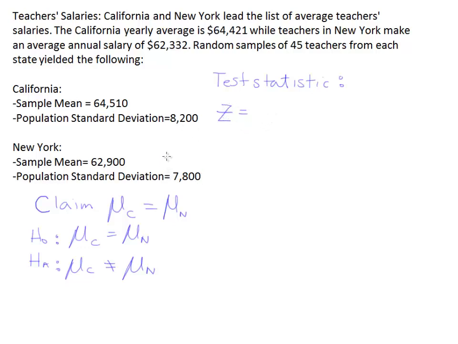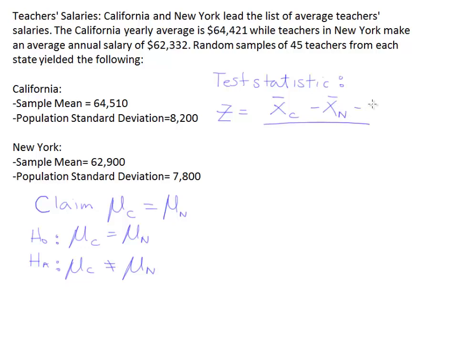This depends on the class. Some classes just use the large sample size criteria. Others require that you know the population standard deviation as well as large sample sizes. So in this case, either way, we can assume that the distribution is going to be a z distribution. Now from here, the test stat formula is pretty simple. We will have the sample mean for the first group, which we've called California, minus the sample mean for the second group, which we've called New York.